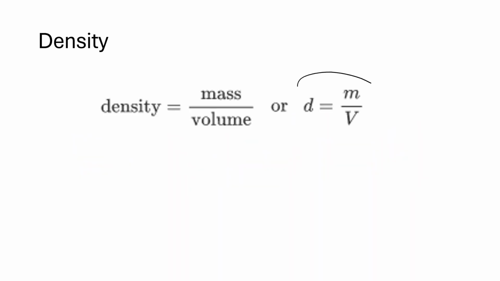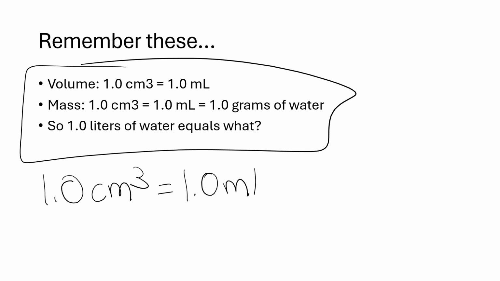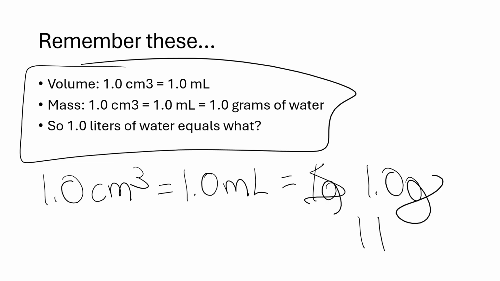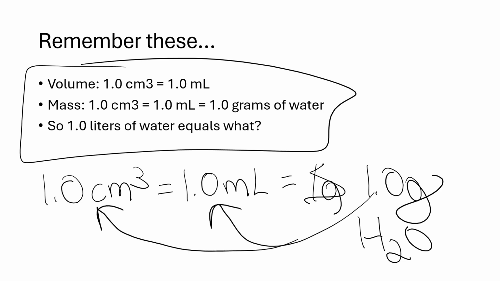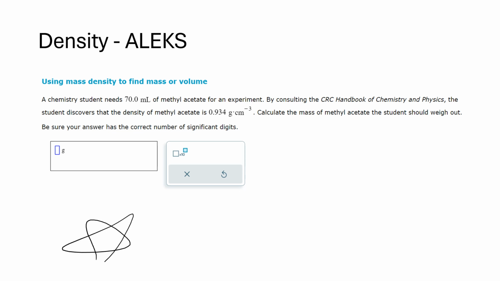The density equation will be given to you, and generally speaking, I will use practice questions from Alex that you can practice at home to ask those. It is important, though, to remember 1.0 centimeter cubed equals 1.0 milliliters, and 1 gram of water is 1 milliliter and 1 cubic centimeter. So something like this might be asked. Something like this.